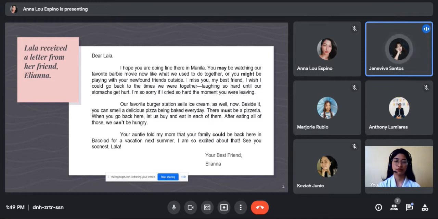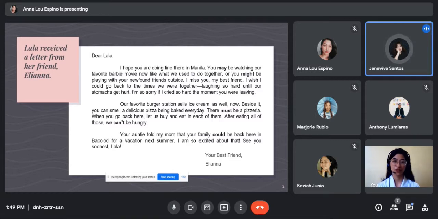Our favorite burger station sells ice cream as well now. Besides, you can smell a delicious pizza being baked every day. There must be pizzerias when you go back here. Let's buy and eat in each of them. After eating all of those, you can't be hungry. Your auntie told my mom that your family could be back here in Bacolod for a vacation next summer. I'm so excited about that. See you soon, Lala. Your best friend, Eliana.